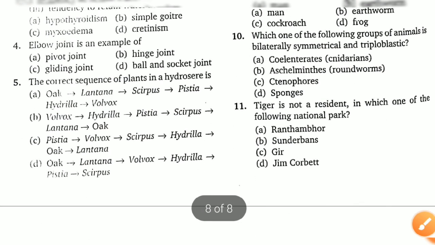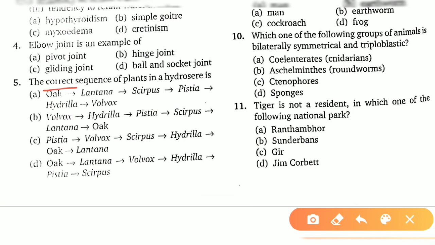Now fifth question: the correct sequence of plants in hydrosere is: oak to Lantana, Scirpus, Pistia, Hydrilla, Volvox. Second, Volvox to Hydrilla to Pistia to Scirpus to Lantana to oak. Third one, Pistia to Volvox to Scirpus to Hydrilla to oak to Lantana. Fourth, oak to Lantana to Volvox, Volvox to Hydrilla, Hydrilla to Pistia, Pistia to Scirpus. So the answer is Volvox to Hydrilla, Hydrilla to Pistia, Pistia to Scirpus, Scirpus to Lantana, Lantana to oak.